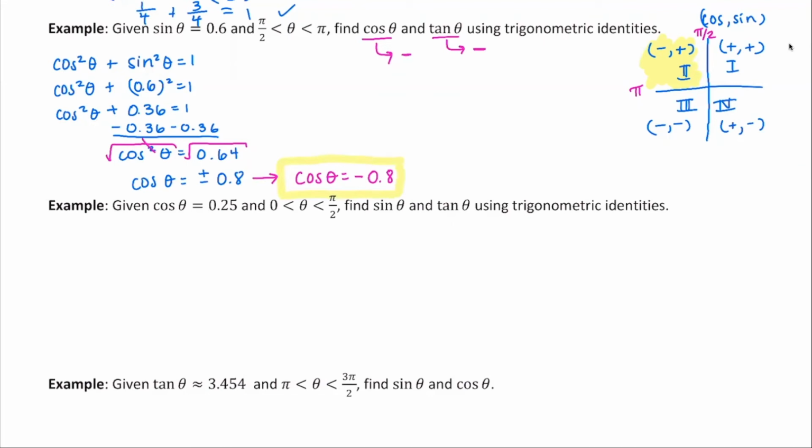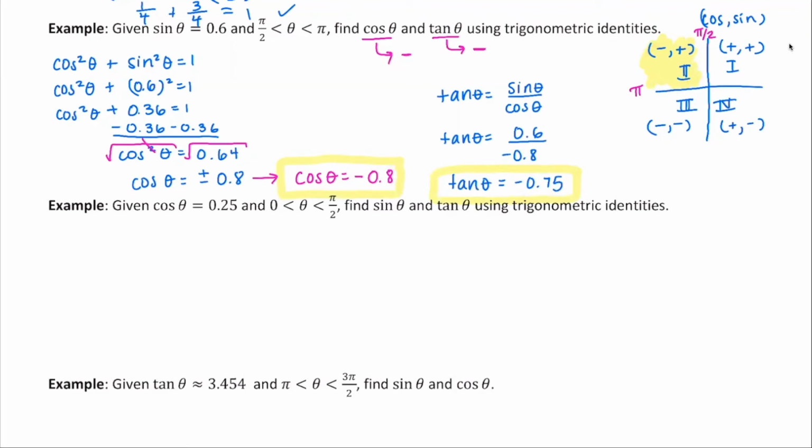All right, so now we have sine that was given, and we have cosine, so we can find tangent as well. Remember, tangent is the same thing as sine of theta divided by cosine of theta. So tangent of theta is just sine, which is 0.6, over cosine, which is negative 0.8. So 0.6 divided by negative 0.8 will be negative 0.75. I have cosine negative and tangent also negative, so I'm double checking that my answers are correct for quadrant 2.